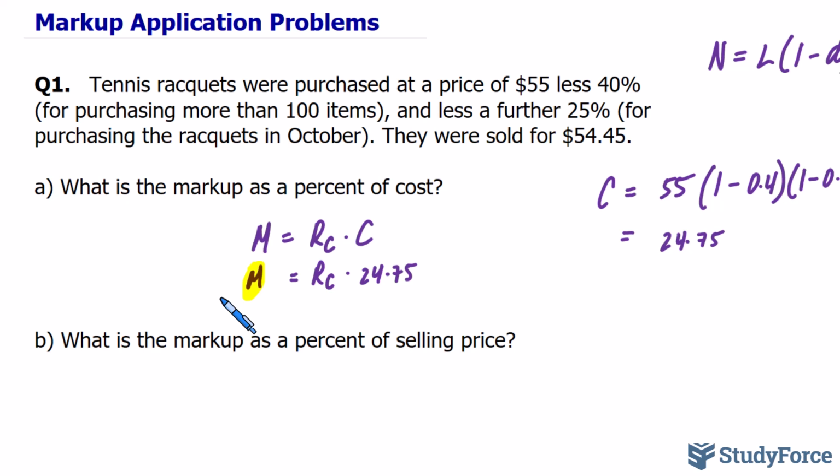markup itself. Now, another formula that associates markup is the following, where you have your selling price is equal to your cost plus your markup. And remember, markup can be broken down further into expenses and profit, but that's not important here. Now, the reason why this formula is needed is because we have the selling price of $54.45. We'll substitute that in for S, $54.45. We have the cost, which we calculated moments ago, $24.75. And we can easily isolate for M by bringing that term over.